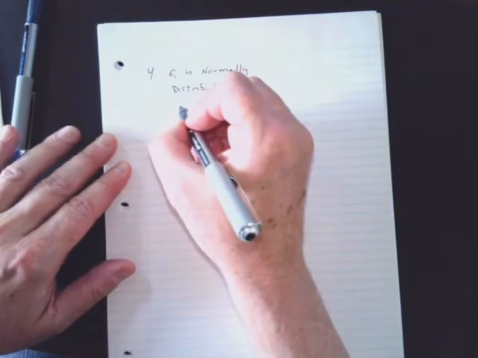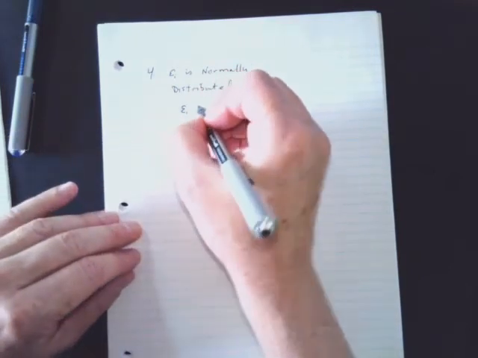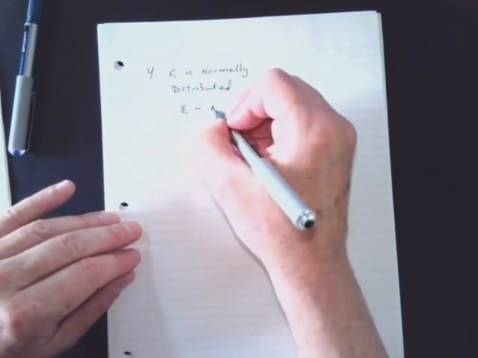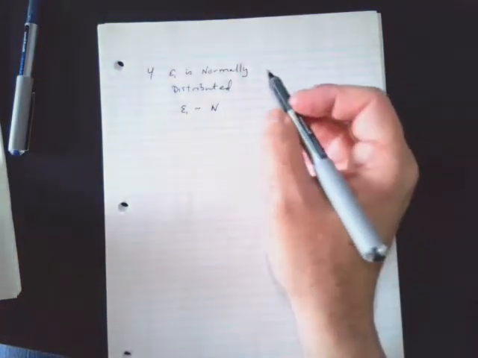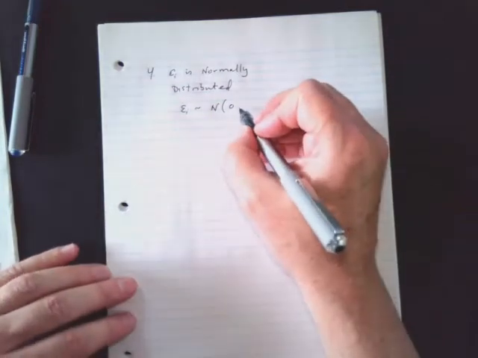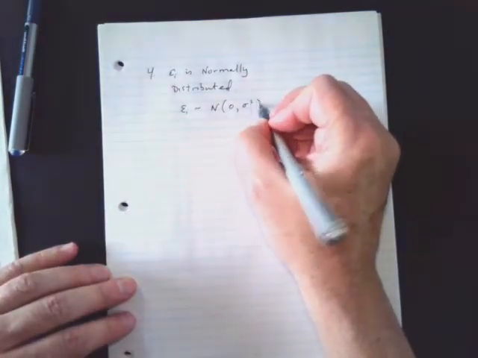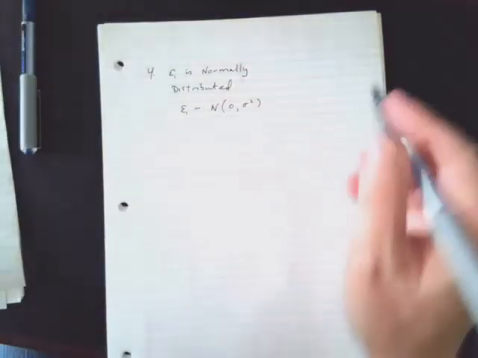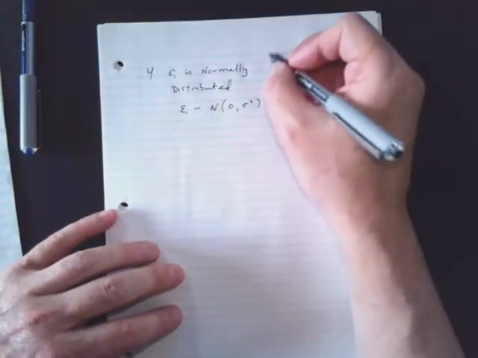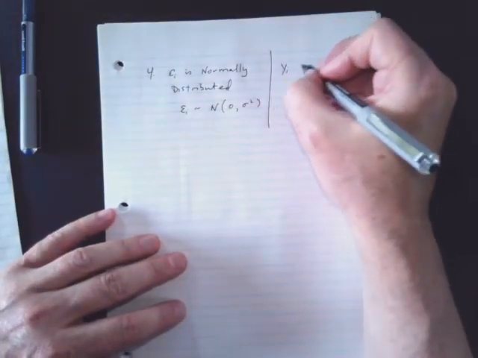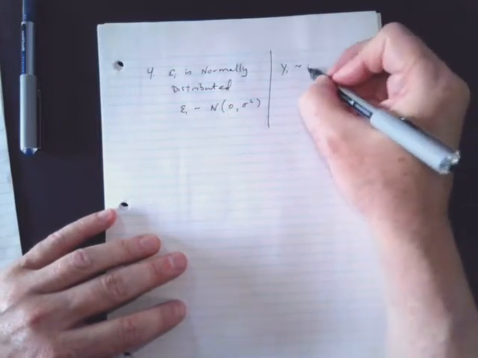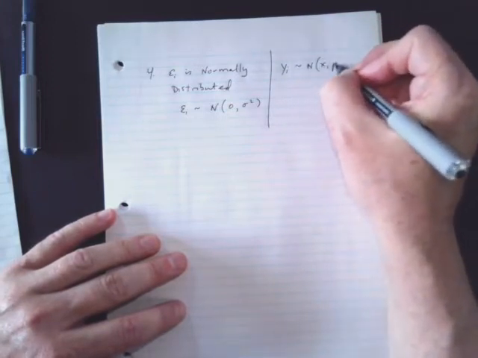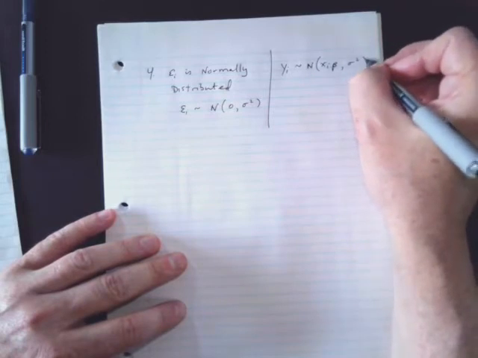Okay, so that means epsilon follows a normal distribution, and based on our assumptions, it has a mean of 0 and a variance of sigma squared. And the corresponding term for y is normally distributed with a mean of x beta and a variance of sigma squared.